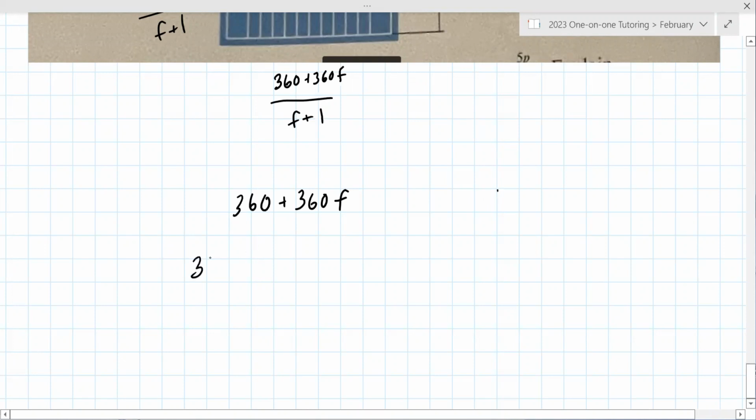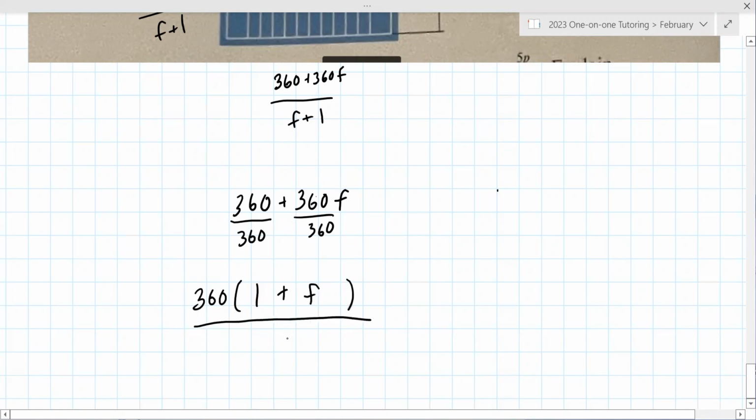360. 360, yeah. So this becomes, and to figure out what goes in parentheses, you just divide each of these by 360. So what comes first? 1. 1 plus, what's 360F divided by 360? Just F. Yeah. And then on the bottom is F plus 1, but you can switch the order. You can say, oh, I don't like that order, I like 1 plus F.